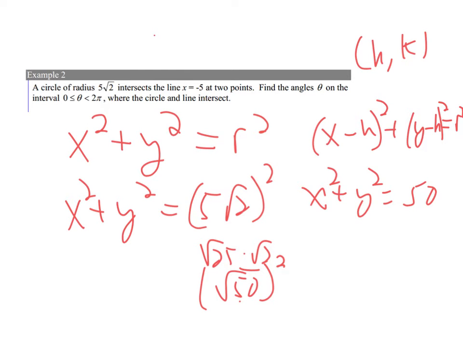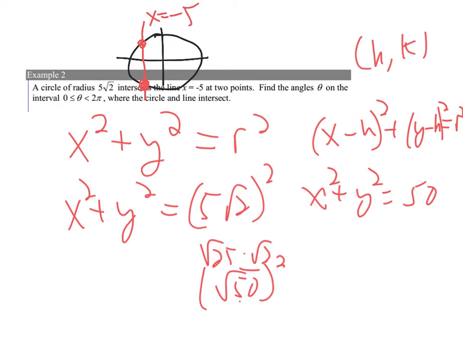Now, this intersects. So we need to substitute in now. I've got to draw a picture, folks. So here, I'll do this right here. So we've got the xy axis. We know this circle is centered at the origin. It's got a radius of, I don't know, 7 or so. But we know it crosses that line, x equals -5 at 2 places.